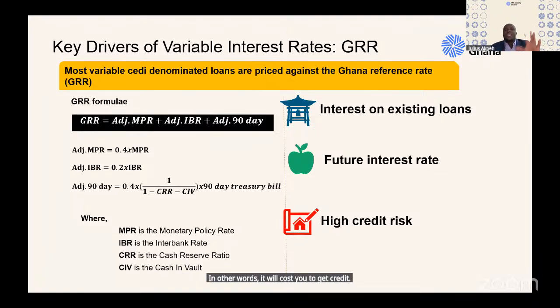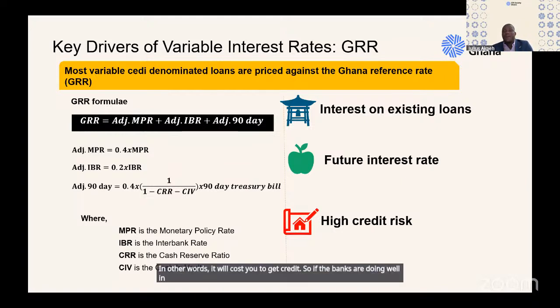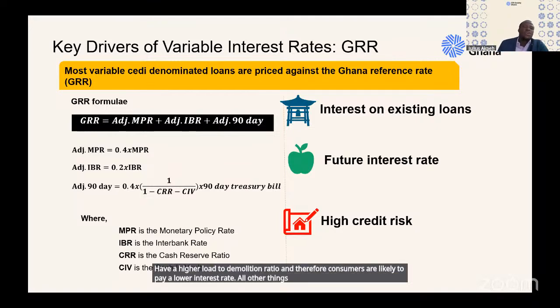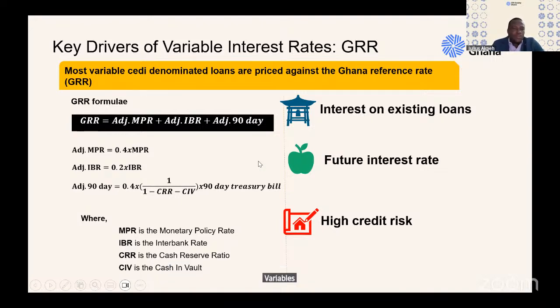So if the banks are doing well in terms of lending a significant proportion of their deposit out as loans, at least more than 55%, then the sector is likely to have a higher loan to deposit ratio, and therefore consumers are likely to pay a lower interest rate, all other things being equal. Now you see other things here too, like the treasury bill. So the treasury bill, the MPR, and the interbank rate are the key variables involved in the determination of GRR. And then we have the wages applied to it.